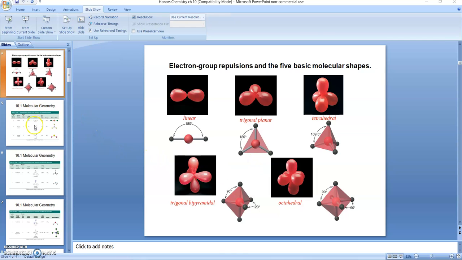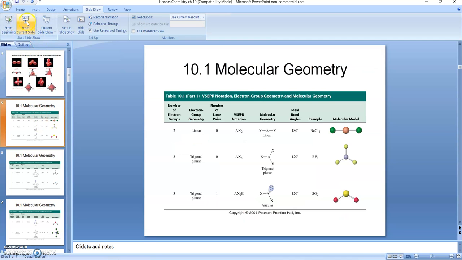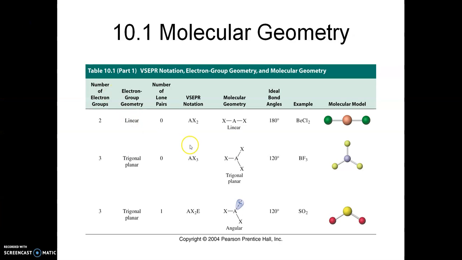Now, the next several slides, maybe I'll do this as a slideshow now, are looking at the different shapes you can get beyond just this overall geometry. So, if you have 2 pairs, the electrons are arranged linearly. Now, here none of them are lone pairs. In other words, both pairs are being used to make bonds.